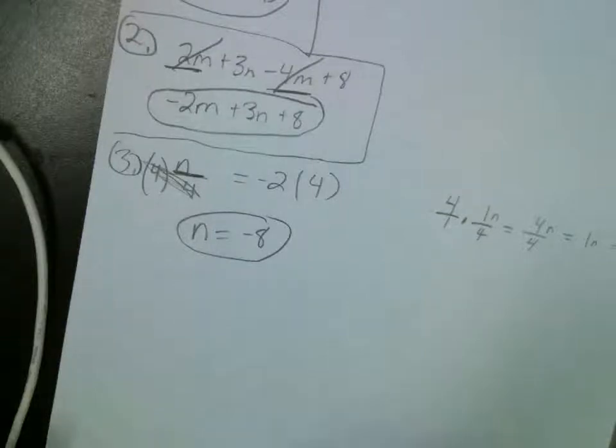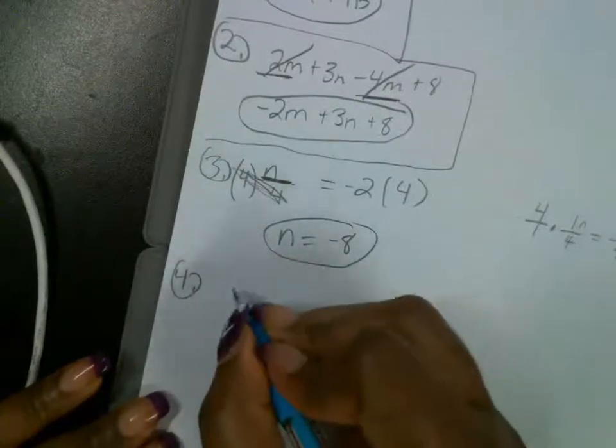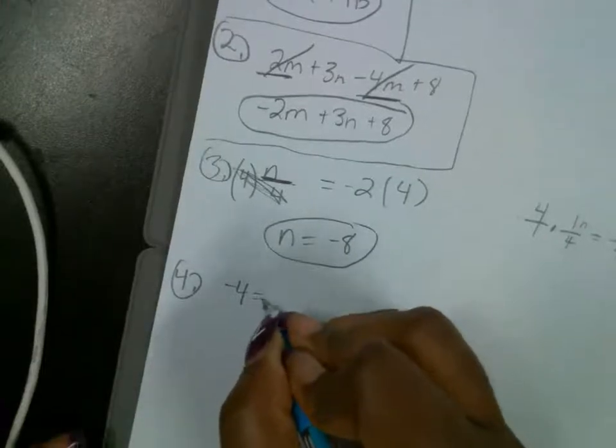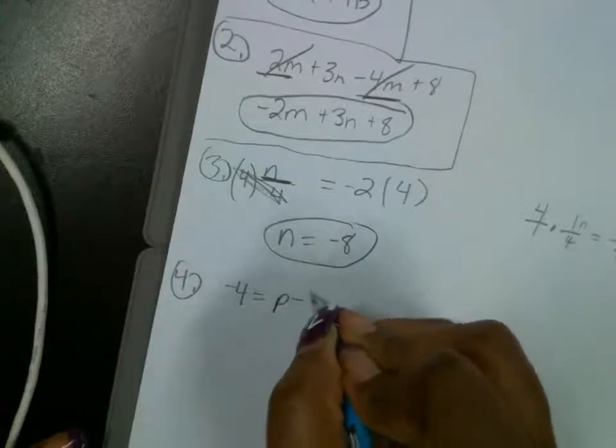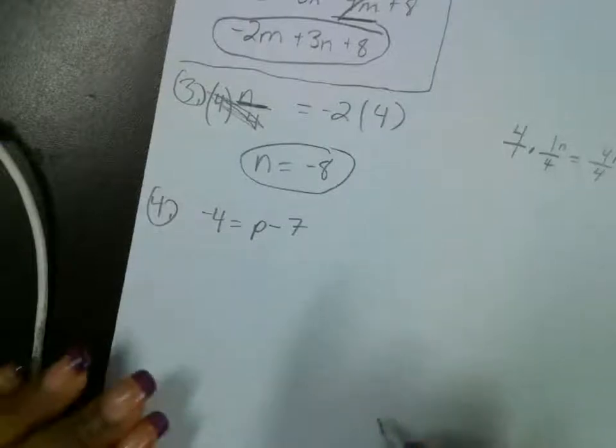All right, number 4. Number 4 says solve. We have -4 is equal to p minus 7. All right, so here, what are we going to do to isolate the variable? What are we doing to isolate the variable there? All right, very good.